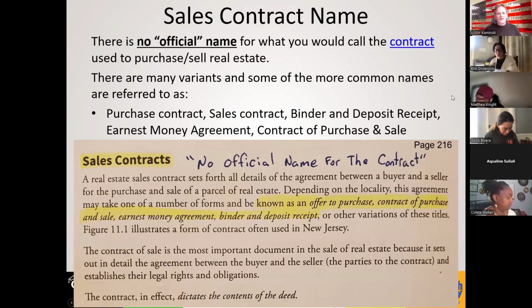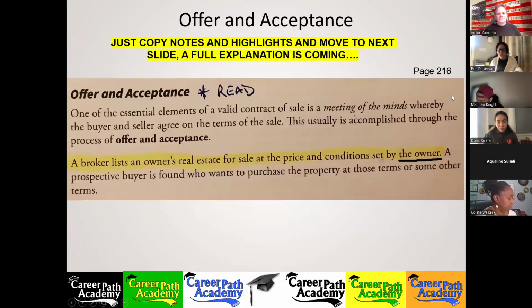There you go. Yeah. So offer and acceptance. What is offer and acceptance? Well, that's one of the essential elements of a valid contract, right? Somebody has to make an offer, somebody needs to accept it. Well, how does that work in real estate? We're going to see in a moment. But let's just first highlight, a broker lists the owner's real estate for sale at the price and conditions that are set by the owner. Page 216.